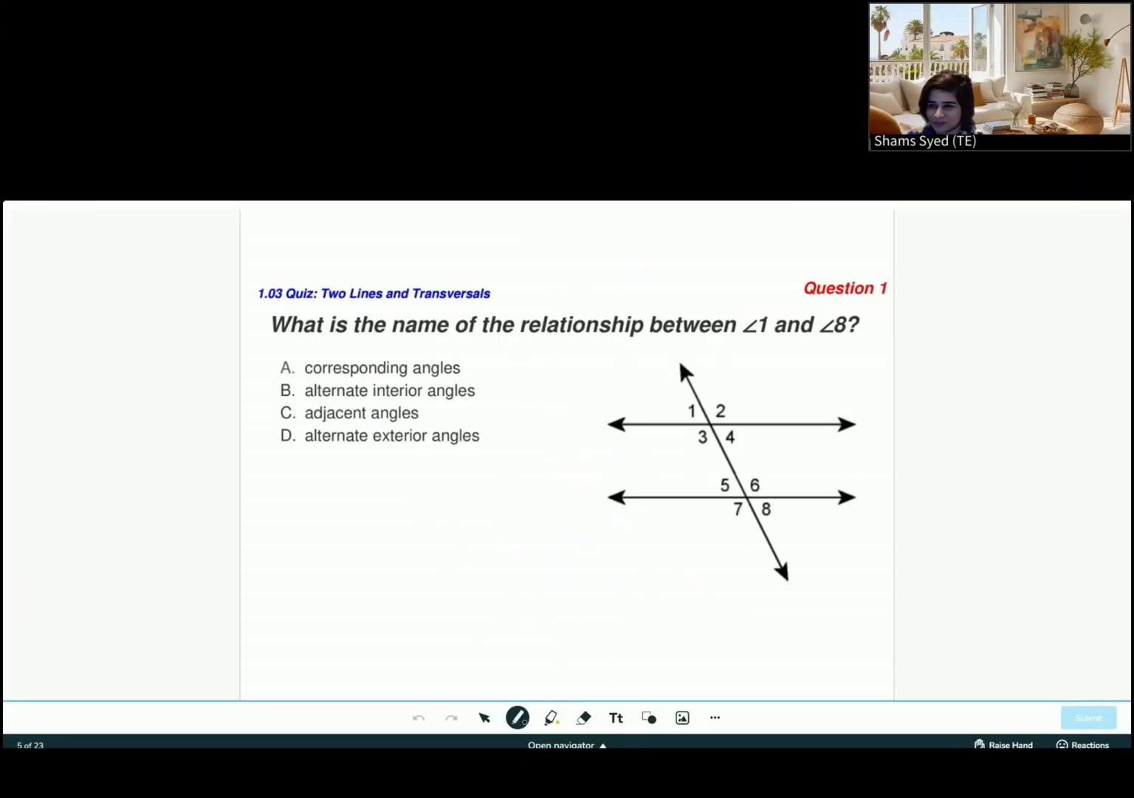What is the name of the relationship between angle 1 and angle 8? Angle 1 and angle 8. Let's see, Bryson. Yes, very good. Briley, Bryson, I agree. Isabella, what's going to be your next best answer? Some of you probably never heard of these names. It's okay.